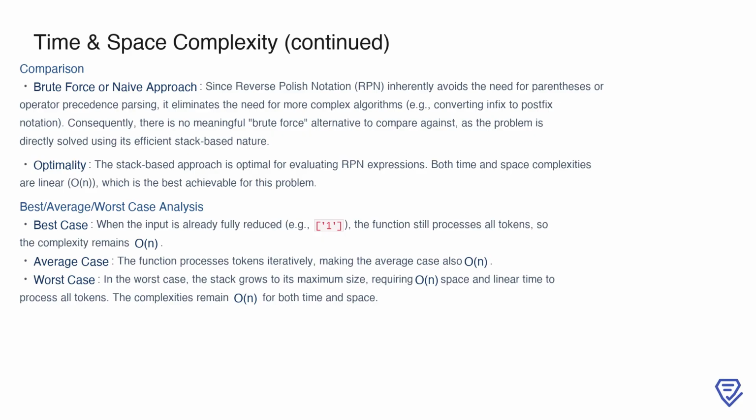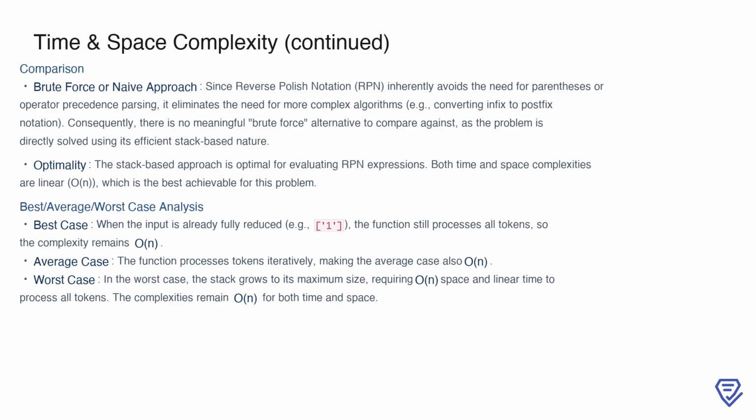When comparing this approach to other potential methods, we find that reverse Polish notation is inherently efficient. It avoids the need for handling parentheses or operator precedence rules, which are common challenges in evaluating infix expressions. Because of this, there's no meaningful brute force alternative to contrast against. The stack-based approach we're using here is both optimal and well-suited for this problem. With linear time and space complexities, O(n) for both, it achieves the best possible efficiency for evaluating RPN expressions.